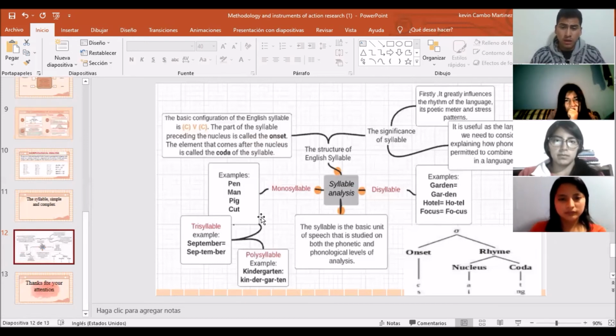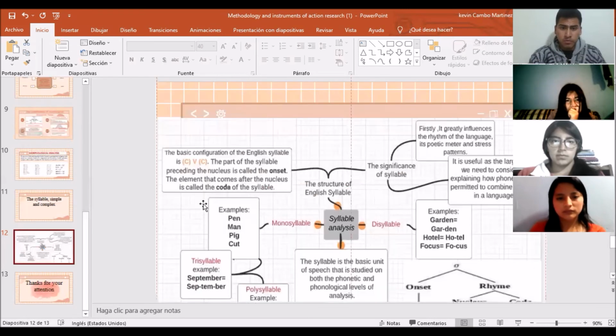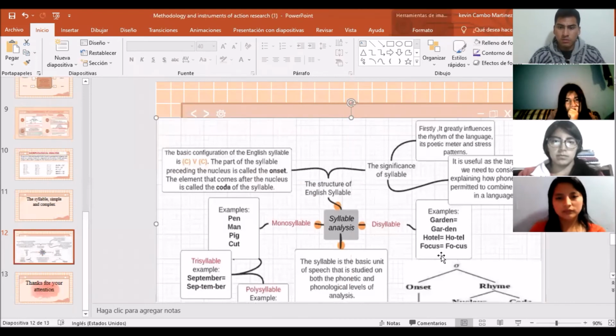Another, we have the disyllable. What is a disyllable? Disyllables are words that have two syllables. Okay, in this part we have some examples. For example, garden, divided in two parts, gar and den. Another word is hotel, divided in two parts, ho and tel. Finally, forking, divided in two parts, for and king.